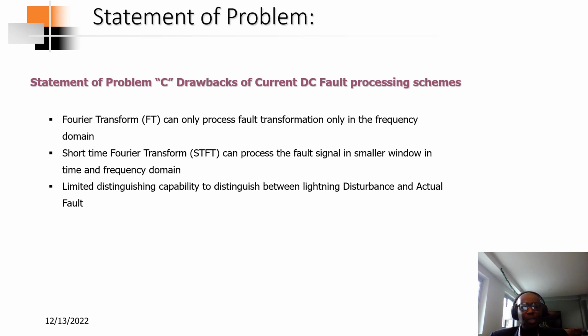Also, distinguishing between lightning disturbance and an actual fault, the current schemes have a limitation on that. And it's very important to have a protective relay that can distinguish between background noise, lightning disturbance, and an actual fault, especially for HVDC substations that are located on onshore facilities that are exposed to lightning disturbance and also industrial noise or substation noise.